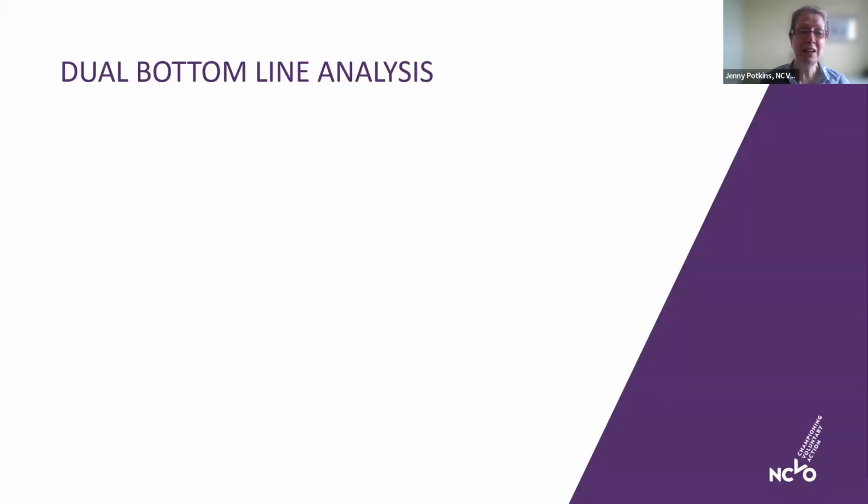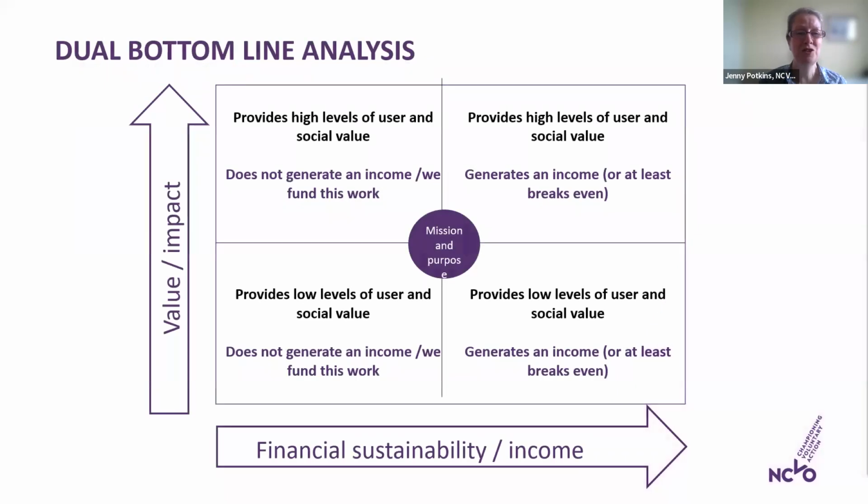So next slide, please. What is a dual bottom line analysis and how do you do it? Well, here's the most common dual bottom line analysis framework, where you map the activities you deliver according to their income generation or financial sustainability versus their social value or impact. Your mission doesn't actually need to go on the framework, but I've popped it here because it has to be at the heart of your decision making.